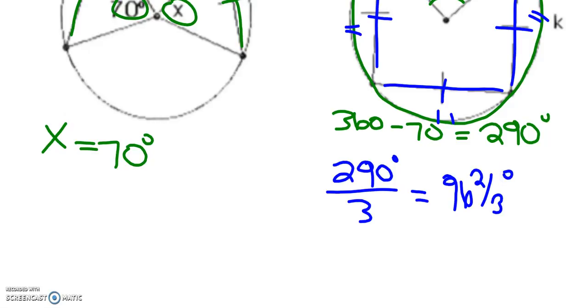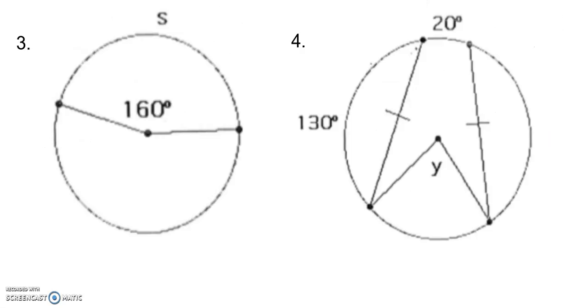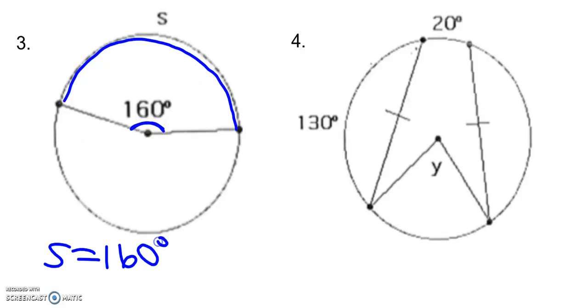Okay, moving on to number 3. Here we have a pretty easy one. We have our central angle and its intercepted arc. So we have our central angle right here, which measures 160 degrees. So then we know that this minor arc is going to be the same thing. So we know S equals 160 degrees.